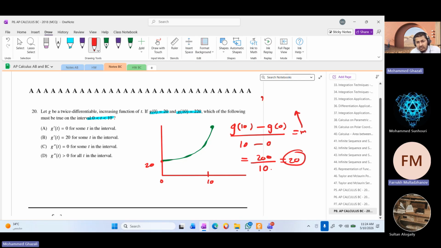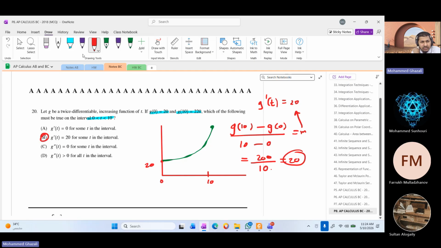So the slope is approximately 20. It's exponential, so the derivative will be linear. The slope can't be 0 because you're getting a slope value which is 20. So B, g double prime t is equal to 0.